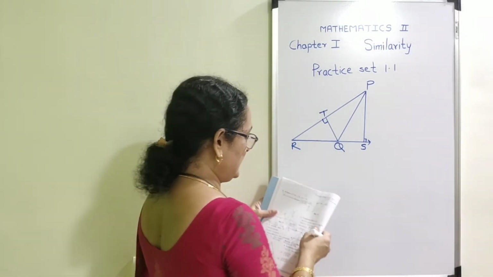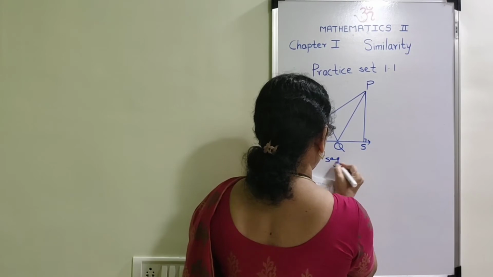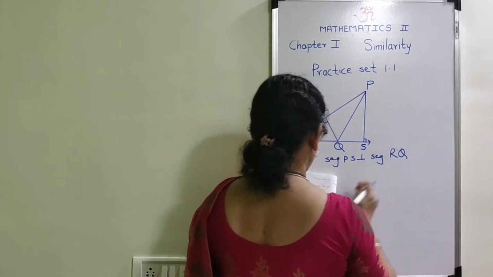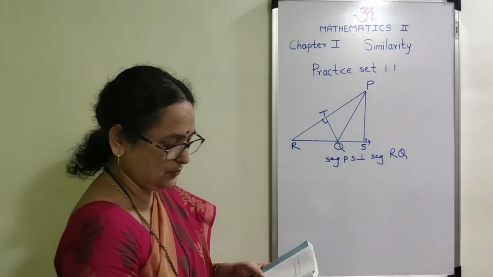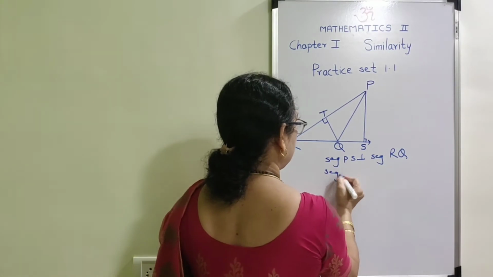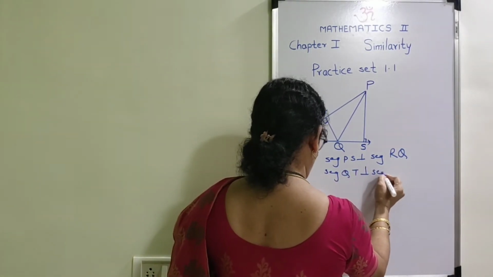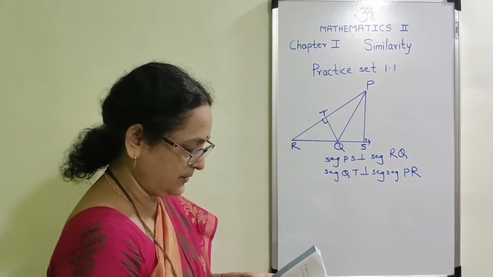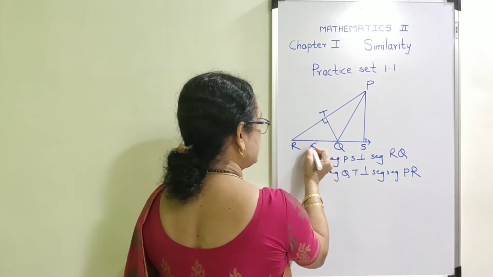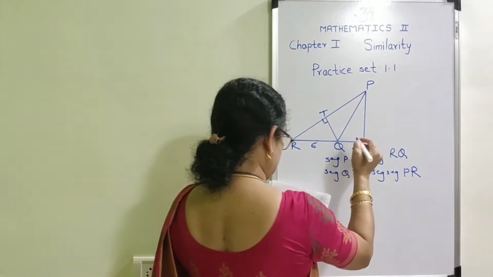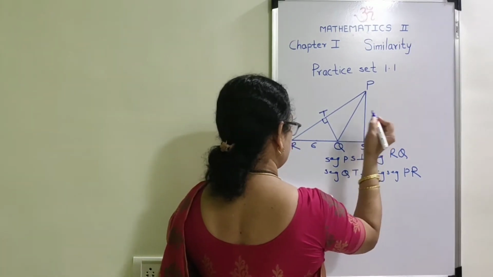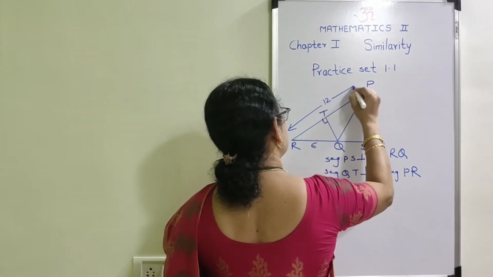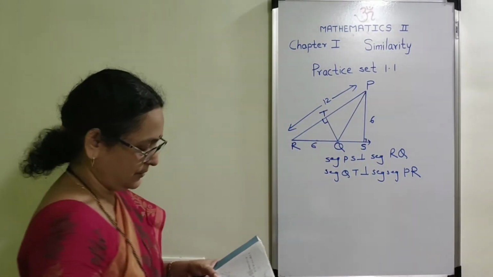Segment PS is perpendicular to segment RQ. Segment QT is perpendicular to segment PR. Now what are you going to find out? Here the length of RQ is given as 6. Length of PS is also given as 6, and the entire length PR is given as 12, and you are going to find out QT.